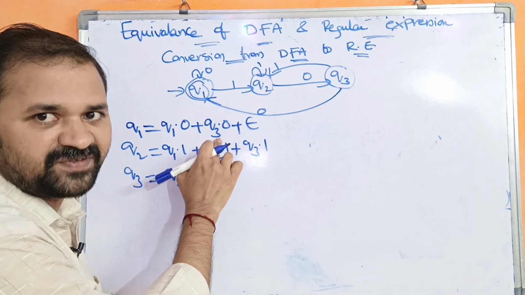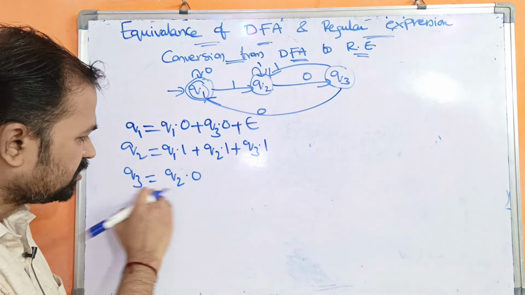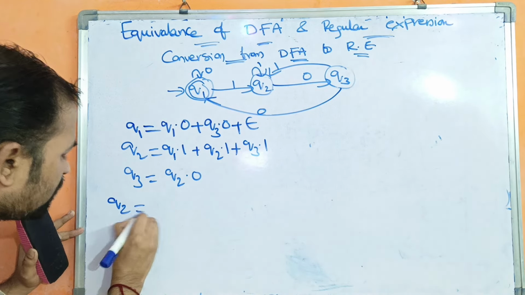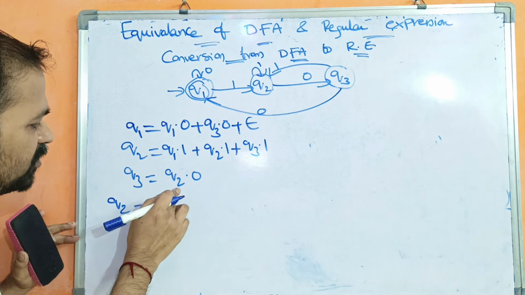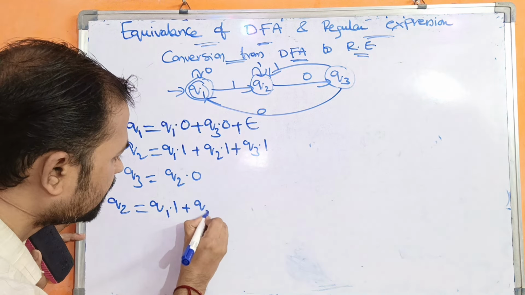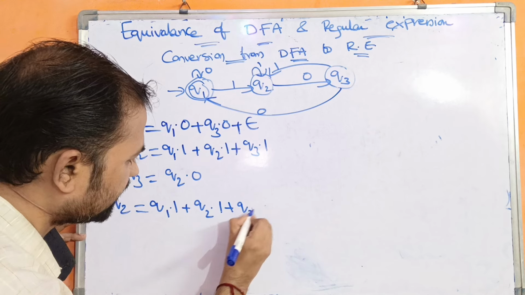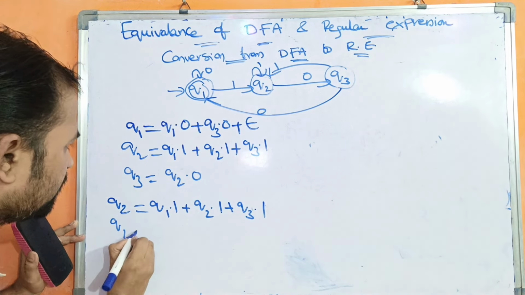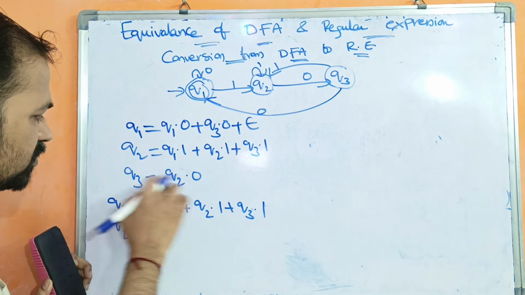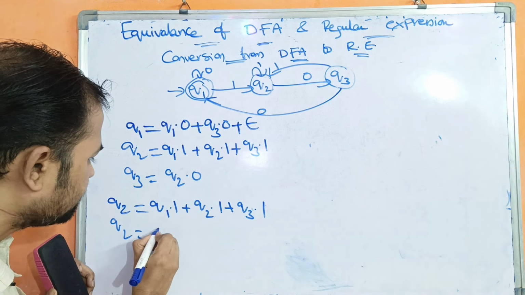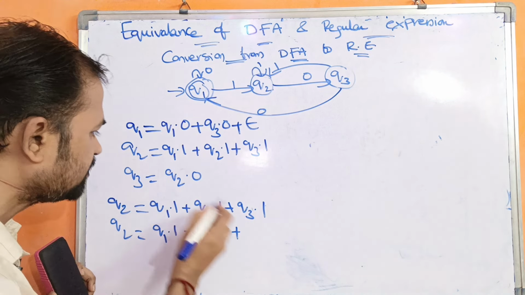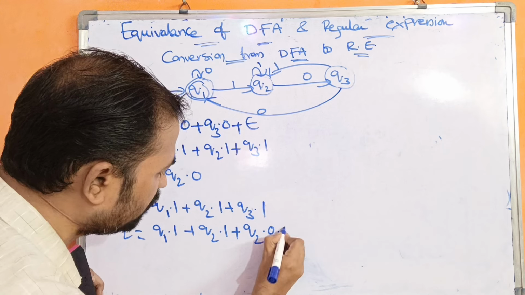So we have to obtain the Q3 value. Q3 is obtained from Q2, so first we have to solve Q2, because on substituting Q2 we will get the Q3 value. What is Q2? Q2 is equal to Q1 1 plus Q2 1 plus Q3 1. What is the Q3 value? Q3 means Q2 0. So let us substitute that value: Q1 1 plus Q2 1 plus Q2 0 1.